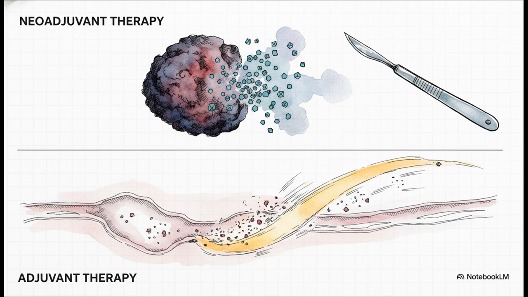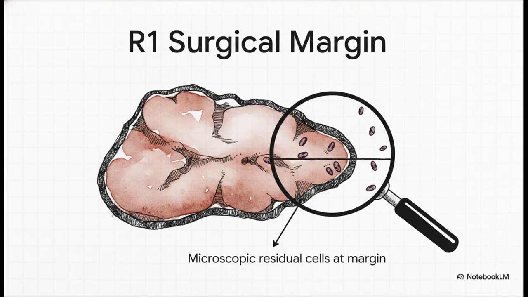The answer is B. Neoadjuvant therapy happens right prior to definitive surgery to shrink and downstage that primary tumor. Adjuvant therapy, on the other hand, comes after resection. Its specific job is to target and eliminate any occult, microscopic residual disease that might still be hiding in the body. Question 4. What does an R1 resection surgical margin signify?